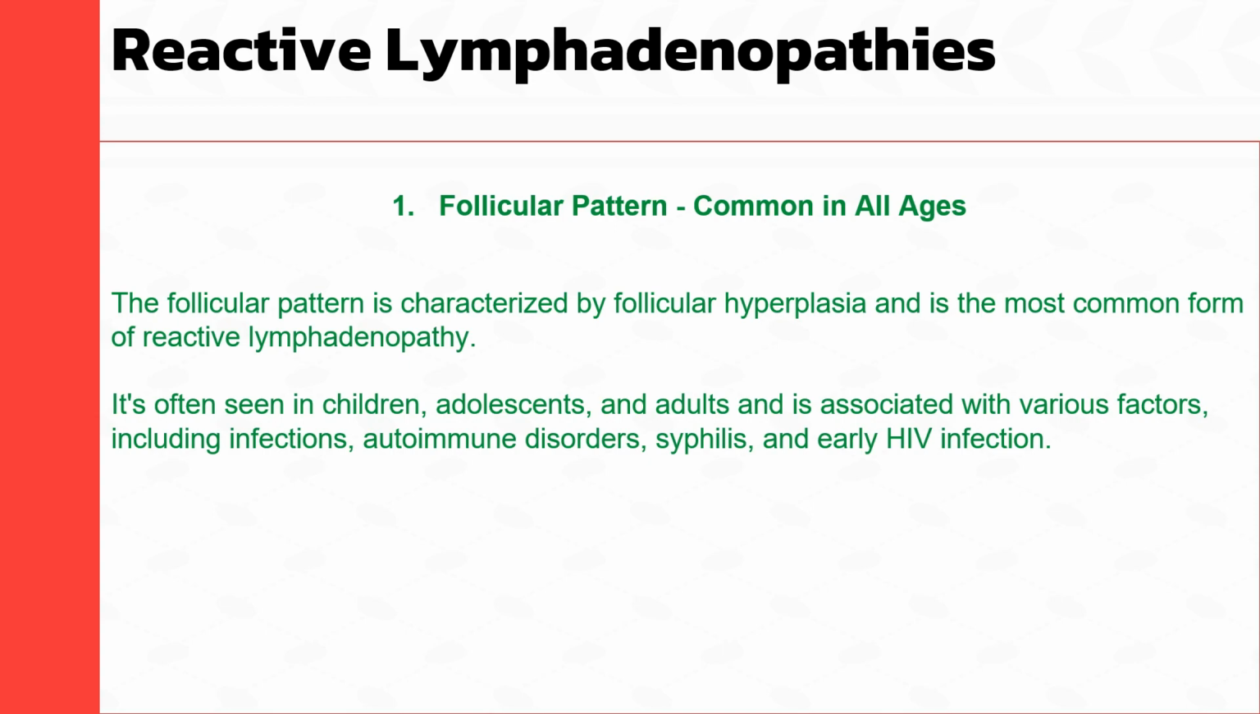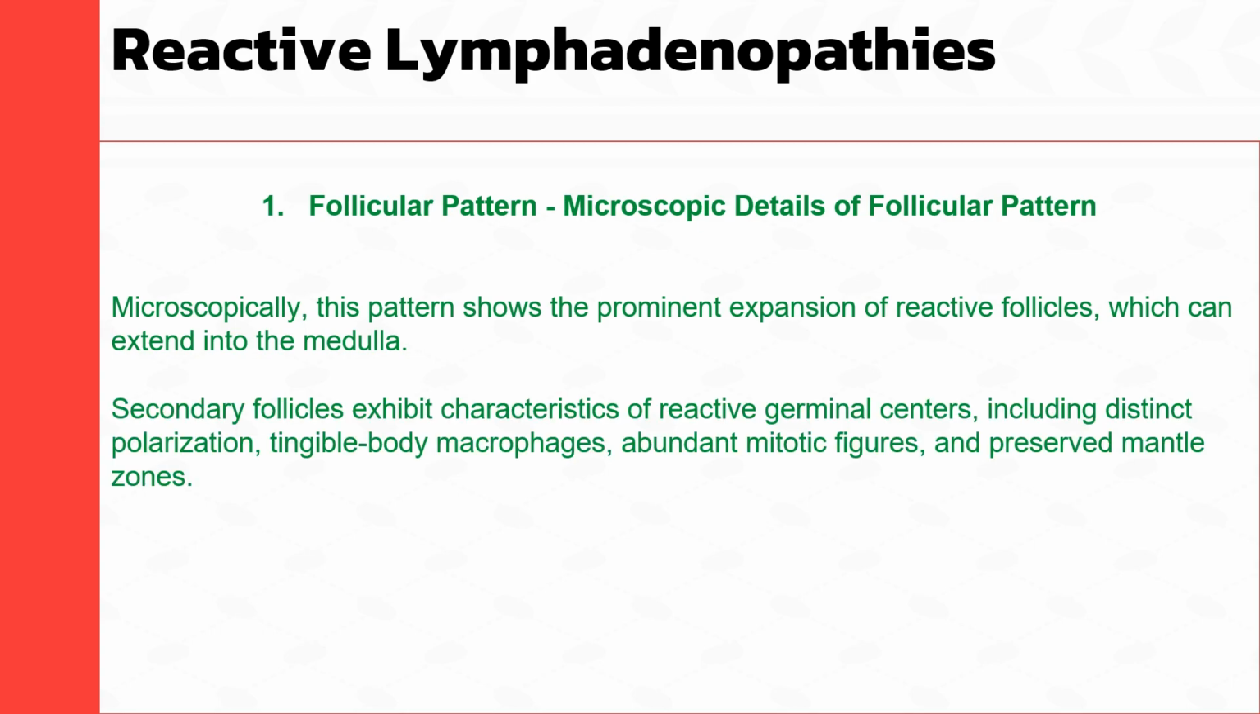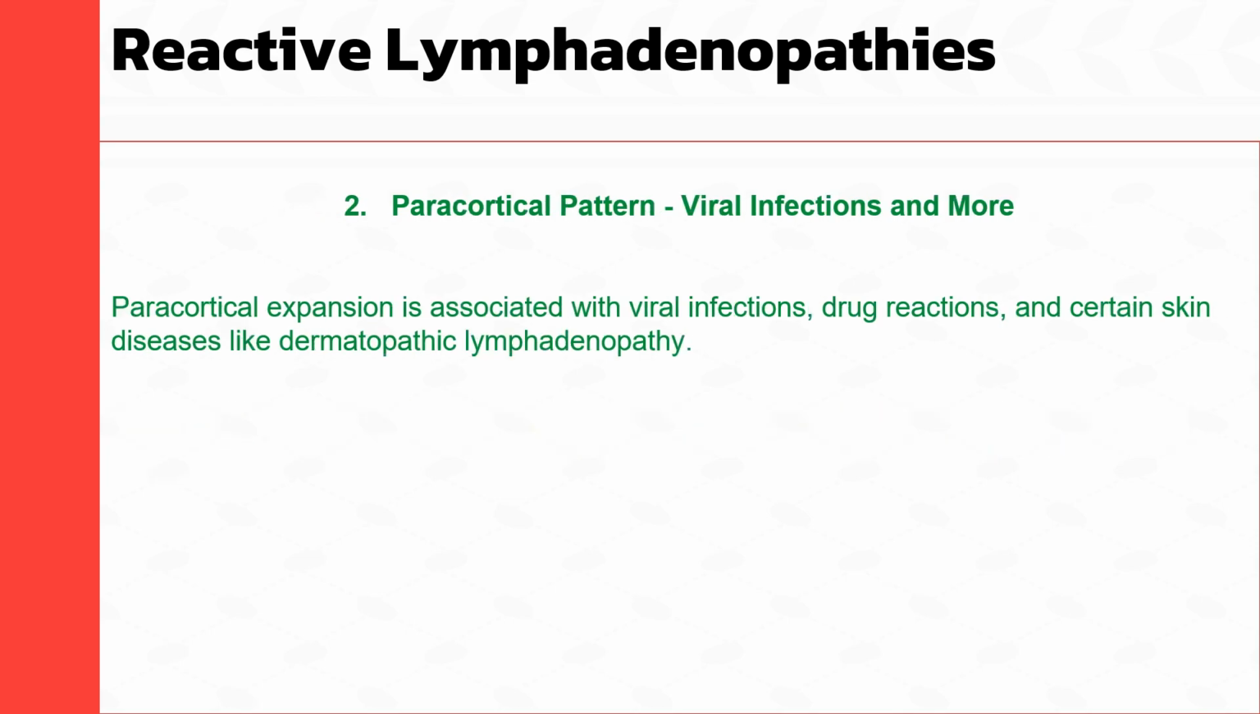early HIV infection. Microscopically, this pattern shows the prominent expansion of reactive follicles, which can extend into the medulla. Secondary follicles exhibit characteristics of reactive germinal centers, including distinct polarization, tingible body macrophages, abundant mitotic figures, and preserved mantle zones. Paracortical expansion is associated with viral infections, drug reactions, and certain skin diseases like dermatopathic lymphadenopathy.